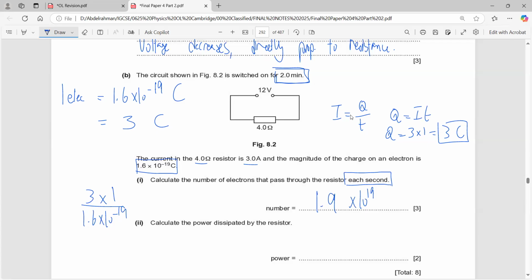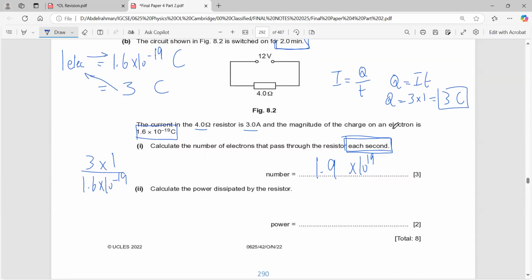Most of your errors would be that you actually found the total charge passing in 2 minutes, and he's not asking about the charge in 2 minutes. He is asking about the charge in only 1 second. So Q equals IT, T is 1 second, so the charge is equal to the current, 3 coulombs, and then all I did was cross multiply. 3 times 1 divided by 1.6 would be 1.9 times 10 to the power of 19 electrons.